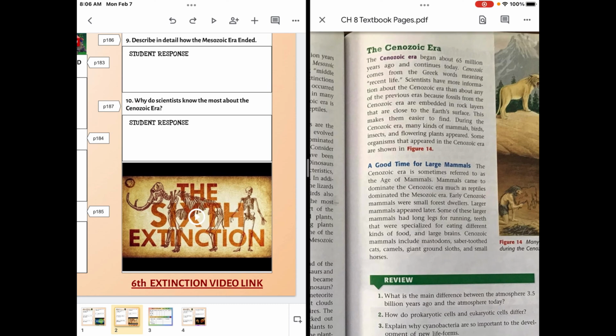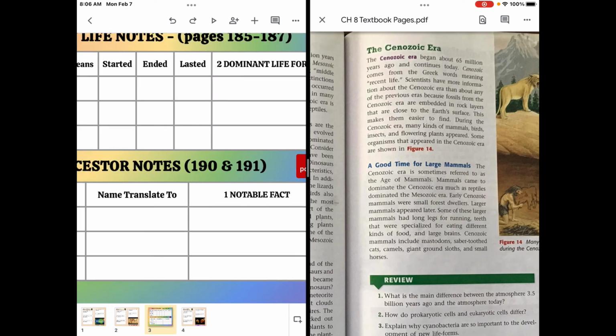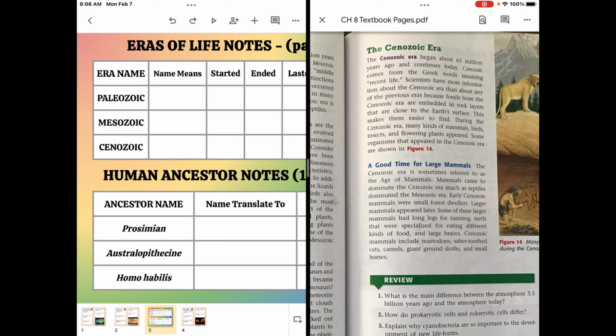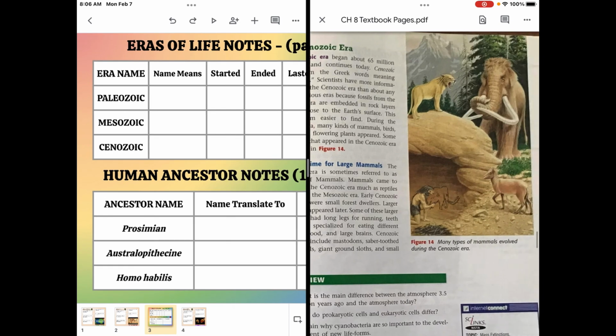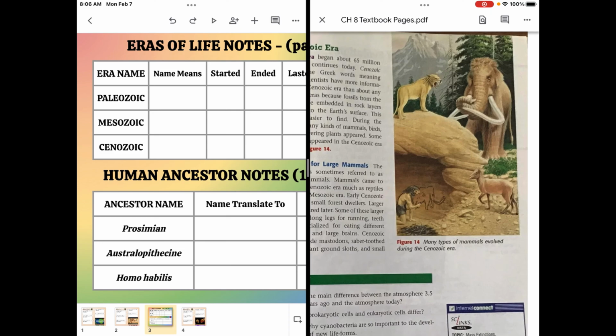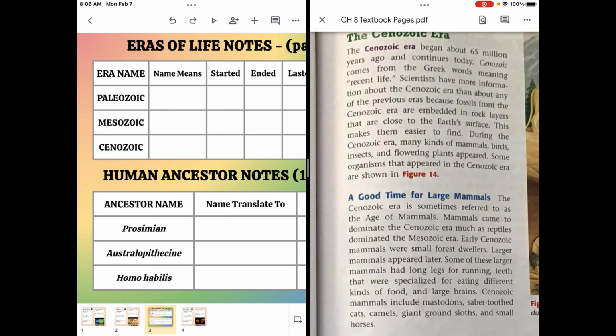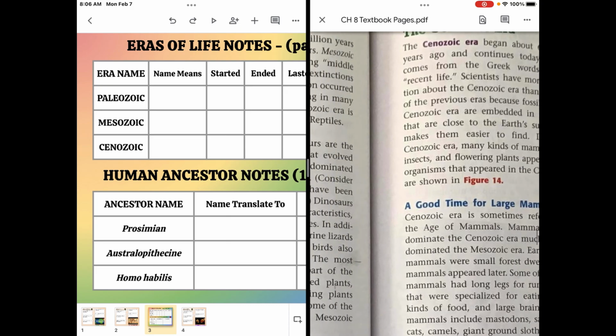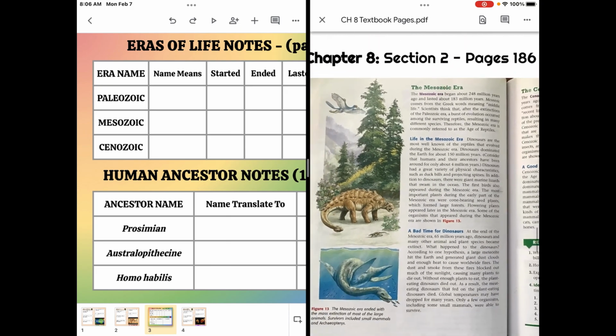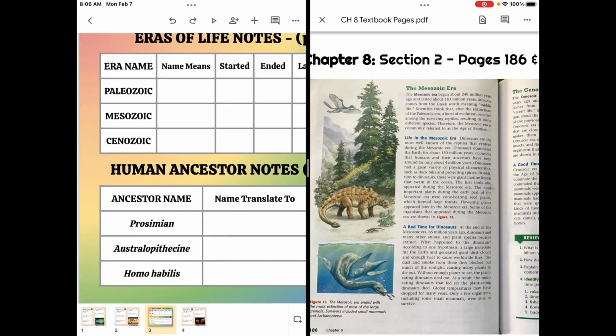Now you'll need these paragraphs for slide 3 to take notes. So what the name means is, you look in the picture or the paragraph and highlight the name. So Cenozoic, and the words mean "recent life." So it's going to be in quotations. And so you would put that here, recent life.